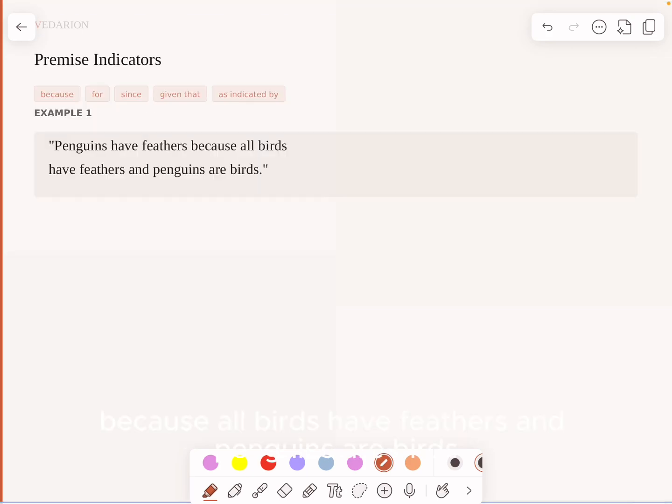Penguins have feathers because all birds have feathers, and penguins are birds. Do I have a premise indicator? I do. The word because. What follows the word because? All birds have feathers and penguins are birds. That's your premise. Let's do another example.